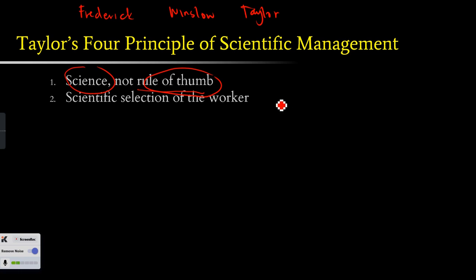So there is a process. First, you have to select, scientifically select, and then after selecting, you have to train them, you have to teach them the certain skills that they need to develop.